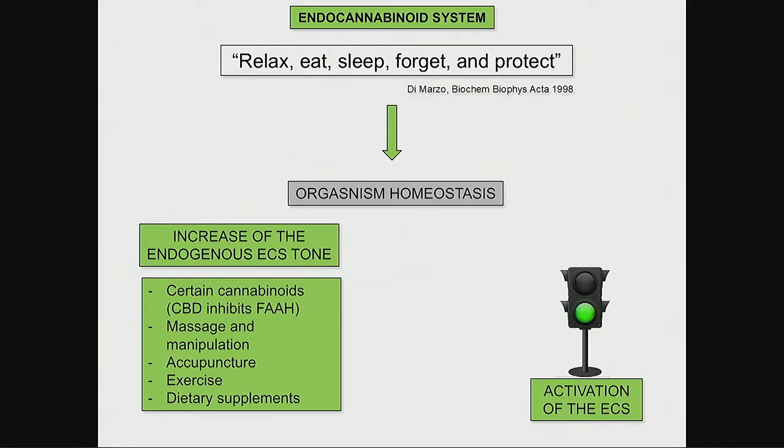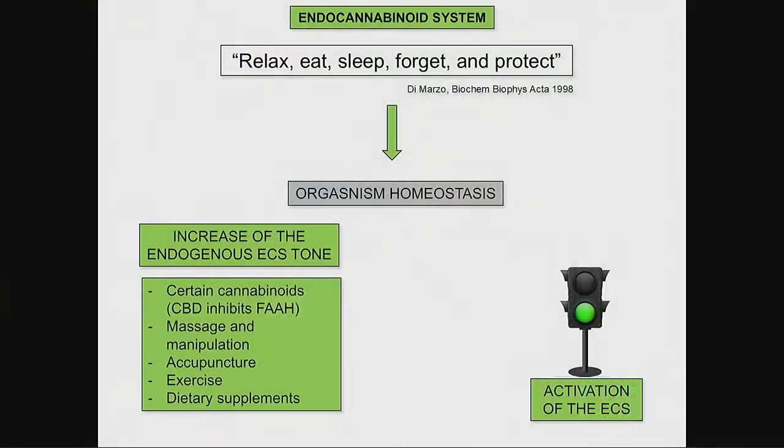Well, certain cannabinoids, and CBD is one of them, can increase anandamide levels. CBD does that by inhibiting the enzyme responsible for the degradation of anandamide. So if we block the degradation of anandamide, we increase its half-life and we have higher levels of anandamide in our body. And that's one of the mechanisms of action of CBD.